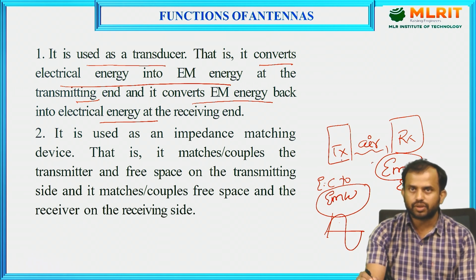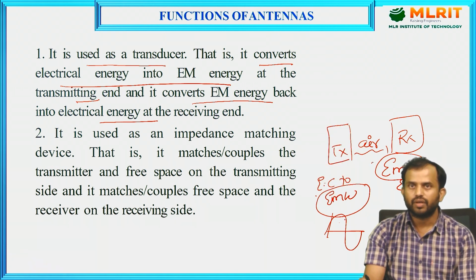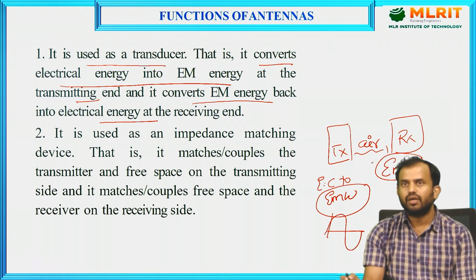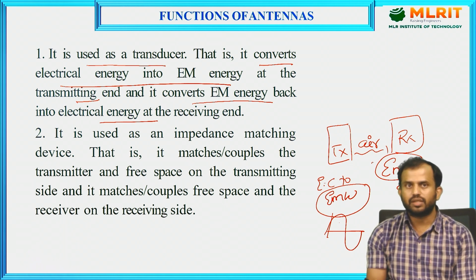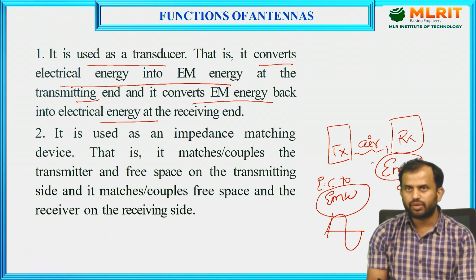In the transmit section, we convert electrical current into electromagnetic waves. This energy enters the air medium, and from the air medium we convert the electromagnetic waves back into electrical energy. That happens at the receiving end. It is the vice versa combination.